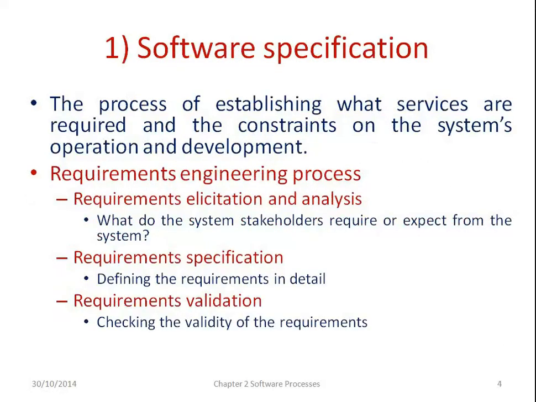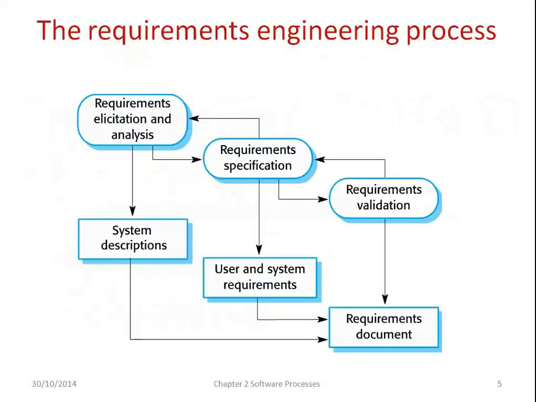The first activity is software specification. What do you mean by specification? The process of establishing what services are required from the software system and what the constraints are on the system's operation and development. The requirements engineering process diagram is shown here. This block diagram contains requirements elicitation and analysis, requirements specification and requirements validation.